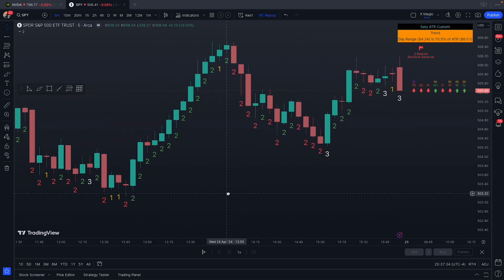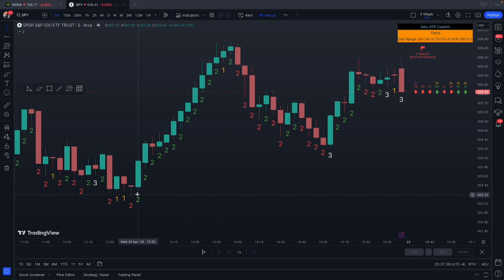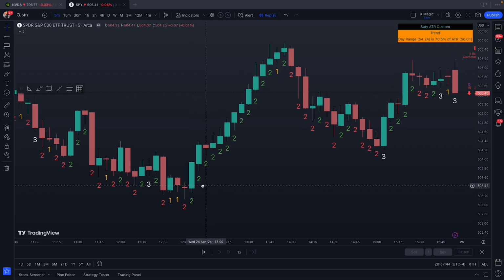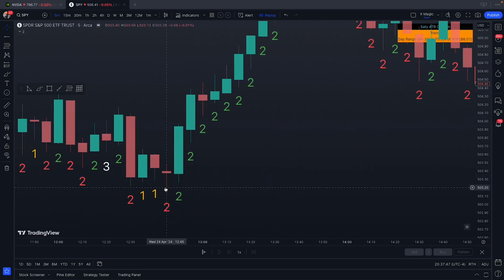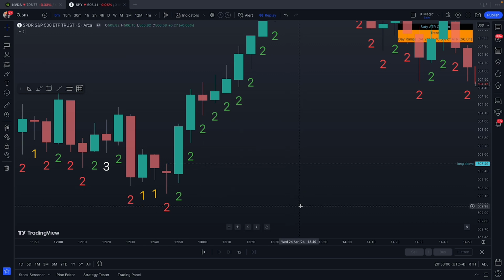I was just going to show him that the two next to the hammer did not automatically become green. It opened next to that hammer, and then it probably went up a little bit, and then it went back down. And as soon as it went back up and hit over the hammer's wick, the top of the wick, that's when you know 100% that this is going to be a green two up, and that's when you take your trade.